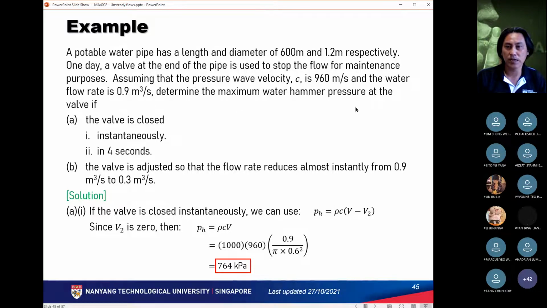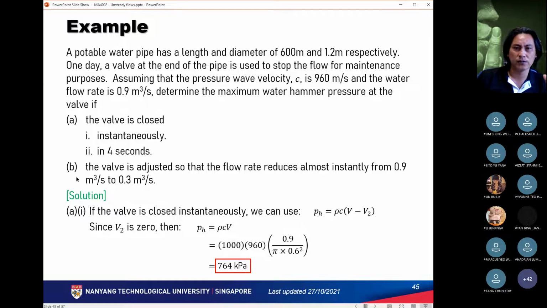Determine the maximum water hammer pressure experienced at the valve if the valve is closed instantaneously. If the valve is closed instantaneously, surely it's a rapid closure. But we're also asked to determine the maximum water hammer pressure at the valve if the valve is closed in 4 seconds. Four seconds is a bit hard to decide. Is this a rapid closure or a slow closure? This is something we have to ascertain when we solve the problem. So that's for part A.